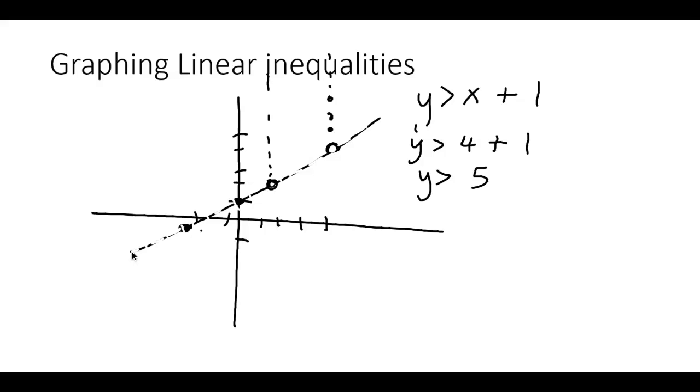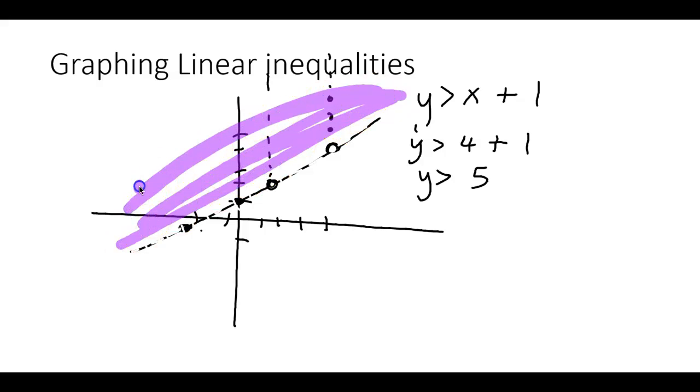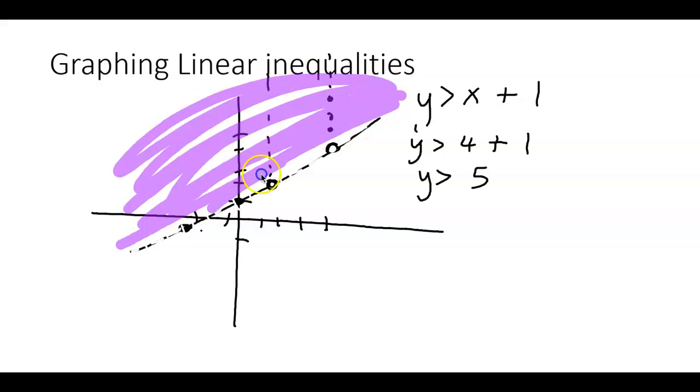Okay? But it seems to be anything above it because y is greater than. And so we're going to be shading above it. And that means that any point up here, for any value of x, anything above that line is going to work for that equation. Okay?